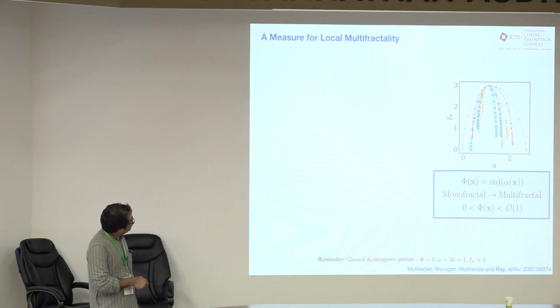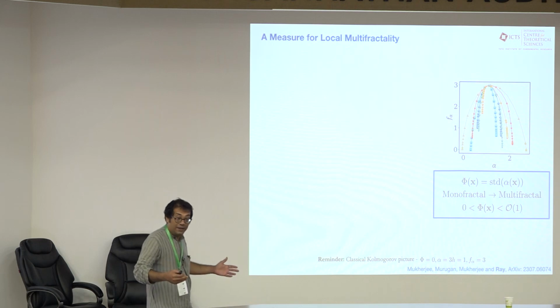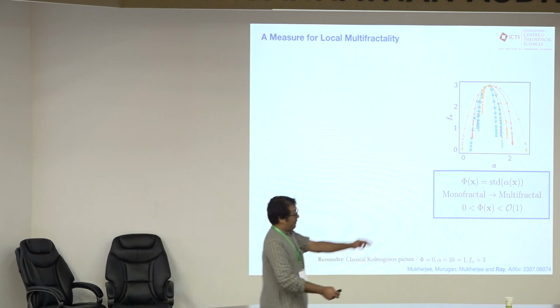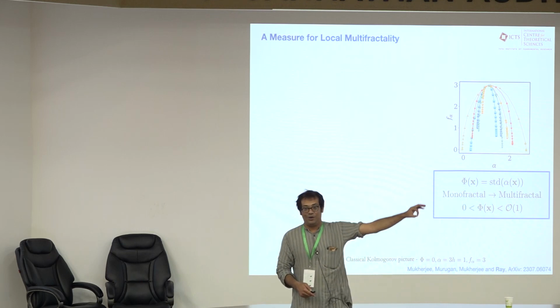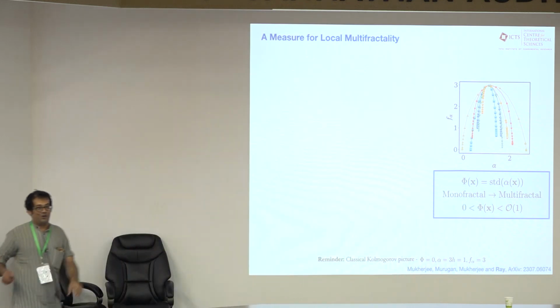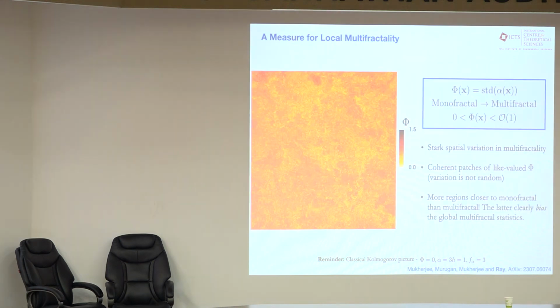But never mind the actual number. The main point is that with this admittedly ad hoc definition, I can construct a field phi which will vary from 0 to order 1, which will tell me if I'm sitting here in this flow at this point in time, is this region multifractal or not? All right? A nice way of thinking about it. Again, just to remind you, the classical Kolmogorov picture would be phi equals 0, alpha equals 3h equal to 1, and f of alpha equals 3.